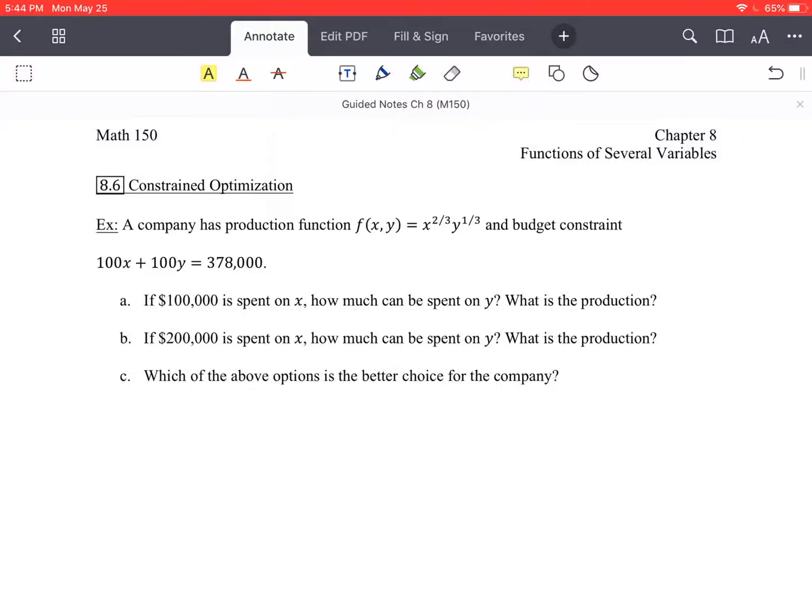Alright, welcome to the last section of our course. So we're in section 8.6, talking about constrained optimization.